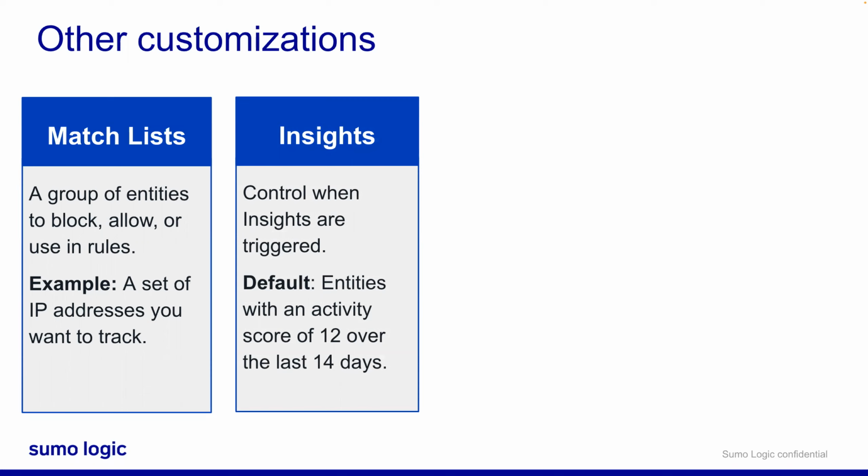So you can increase or decrease that time frame. You can adjust the activity score threshold. And you can create custom insights that will be created when certain rules are triggered, regardless of their severity score. So many different options there.